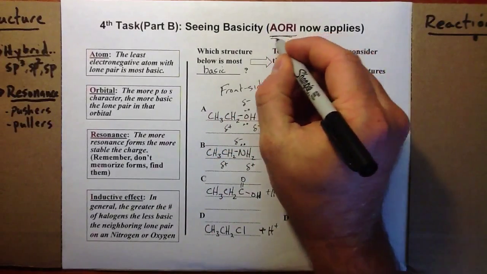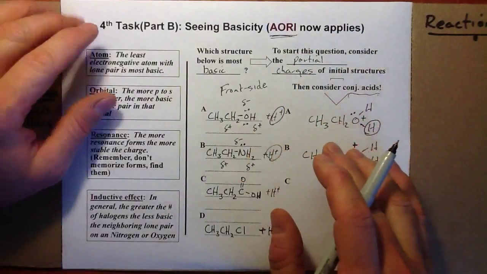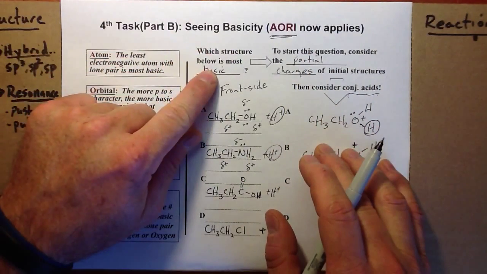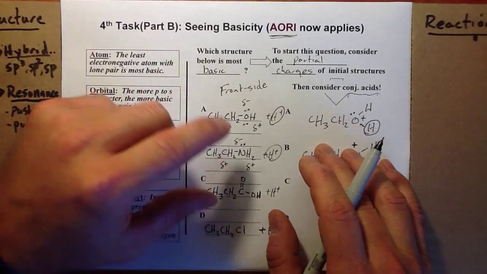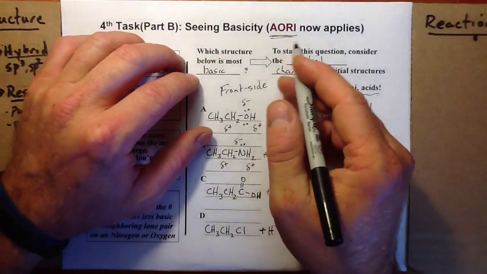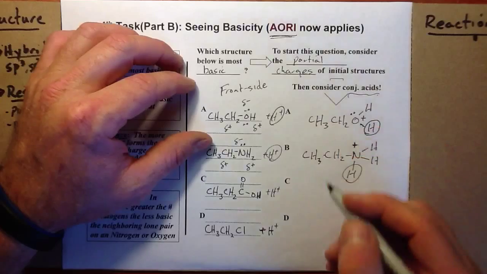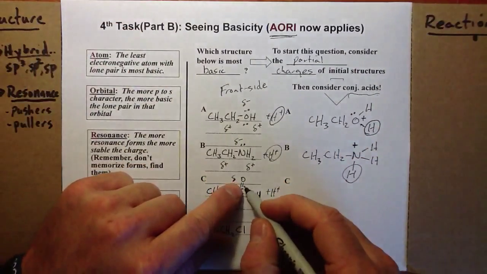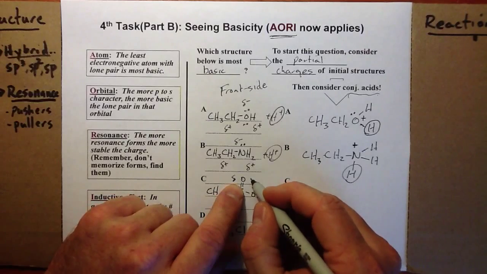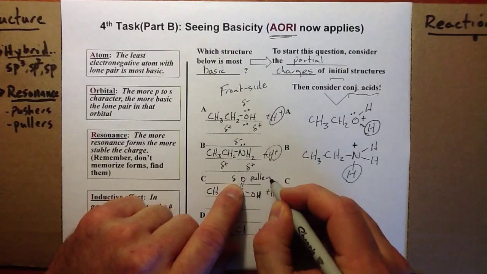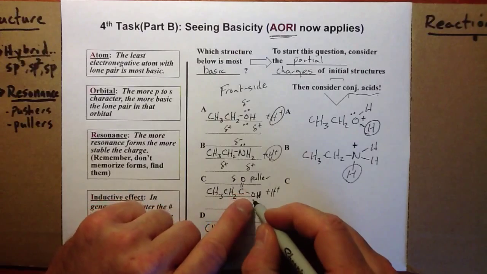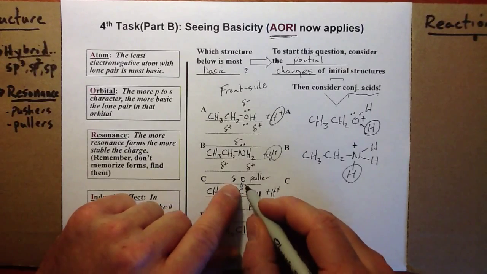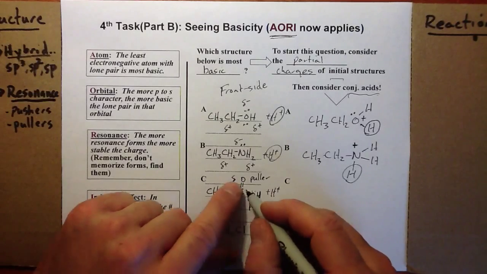Now I said the acrostic ARIO kind of changes with basicity. If you're asking for basicity of some molecules, think AORI. Orbital becomes important. We're going to see that with C. This oxygen that's in a pi bond is a polar. We could tag it as such. Polar. This oxygen's in a single bond, but next to a pi bond. It's an oxygen with lone pair next to the pi bond.